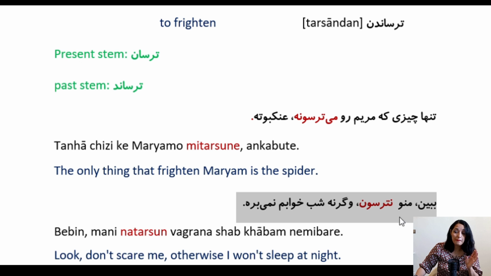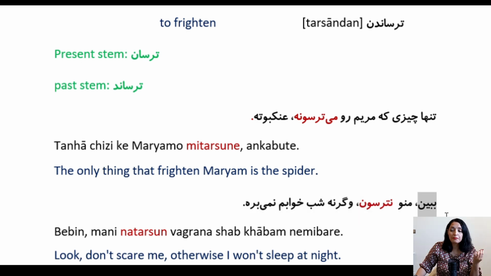Another example. ببین منو نترسون وگرنه شب خوابم نمیبره. ببین is used to emphasize the sentence. Look, I'm warning you, something like that.